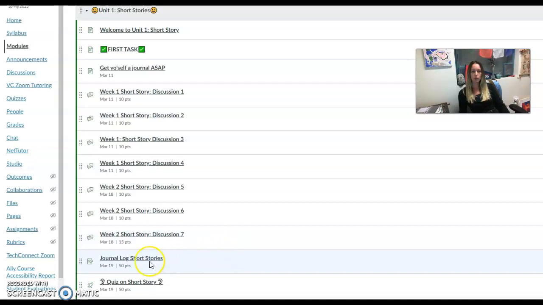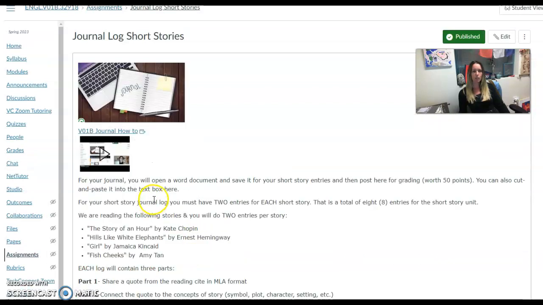In each unit, you have the digital journal log. And so what this looks like, just to give you a little snapshot, is you are going to have 2 entries for each short story that we're reading, and we're reading 4 short stories. We have The Story of an Hour by Kate Chopin, Hills Like White Elephants by Ernest Hemingway, Girl by Jamaica Kincaid, and then we have Fish Cheeks by Amy Tan.